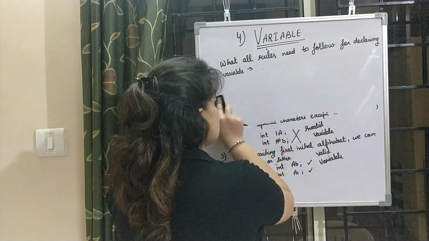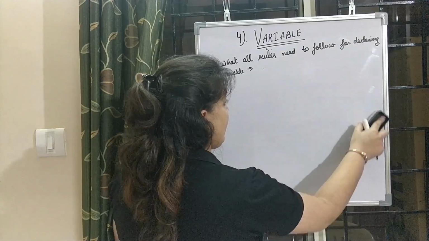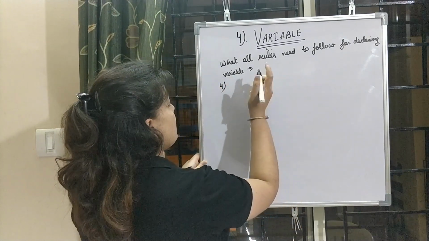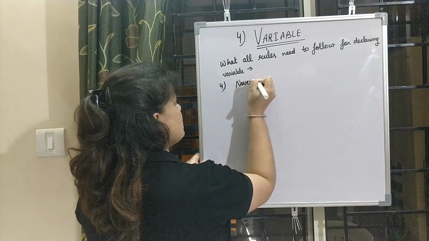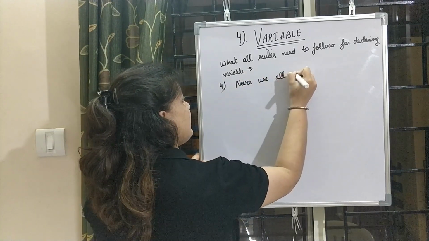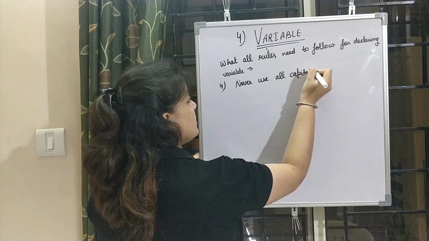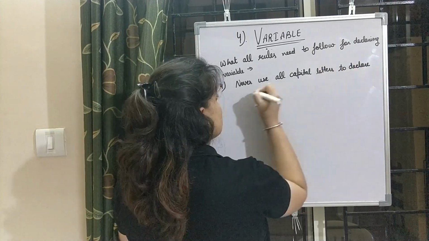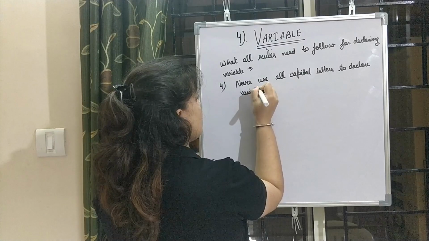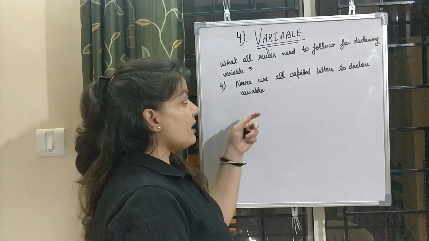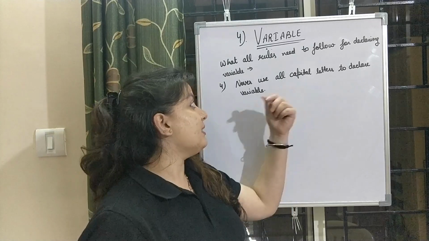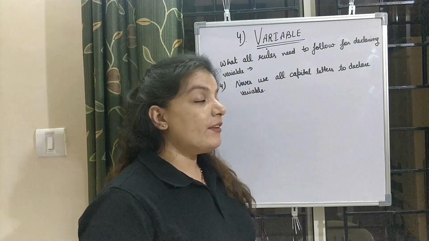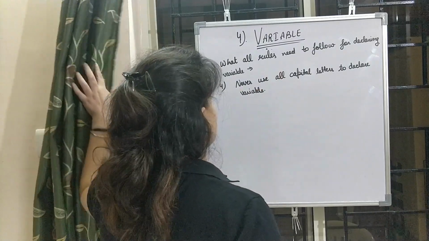Now the next rule is, fourth one: never use all capital letters to declare variables. Why? Because if we are using all capital letters to declare the variables, those variables are known as constant variables. So never use all capital letters to declare the variables.